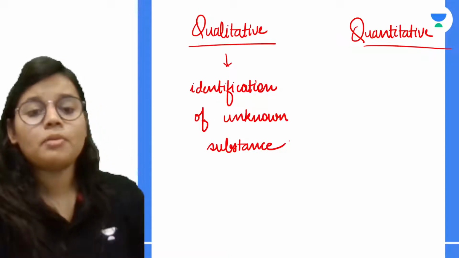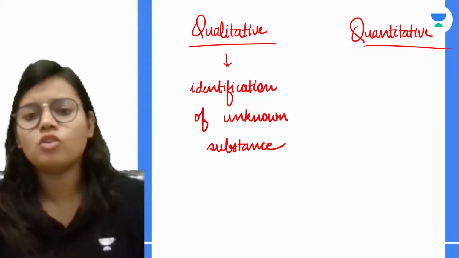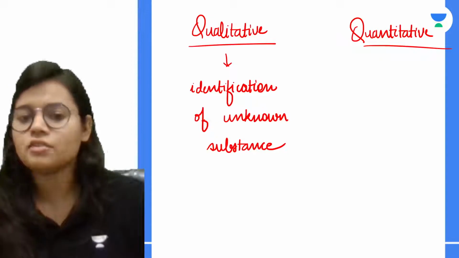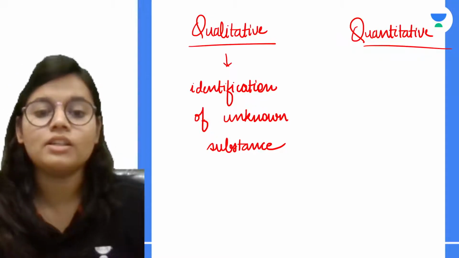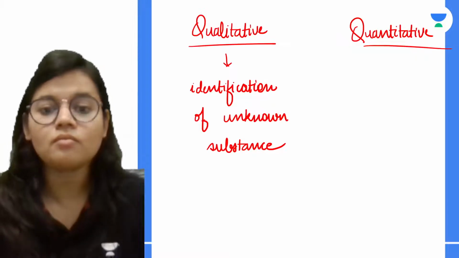So what we do is we go for identification of unknown substance. Okay, for example, I'm giving you a salt and I'm asking you which type of ion or which ion is present in it. You have to determine it. So this is known as qualitative analysis.